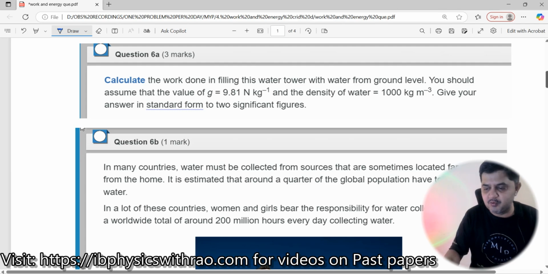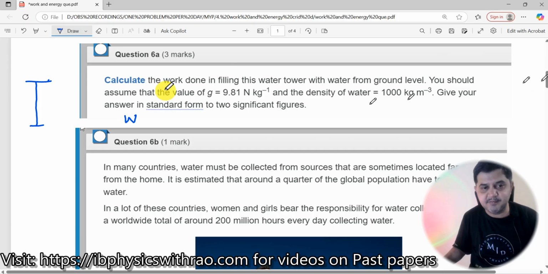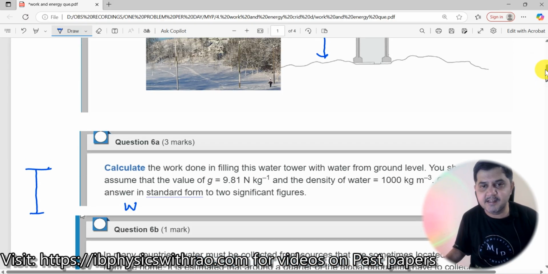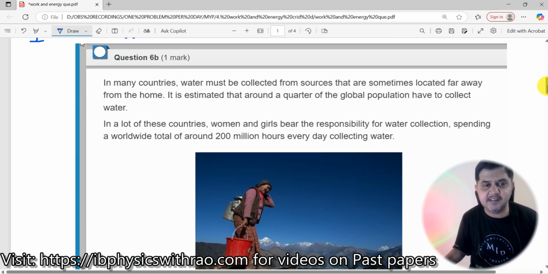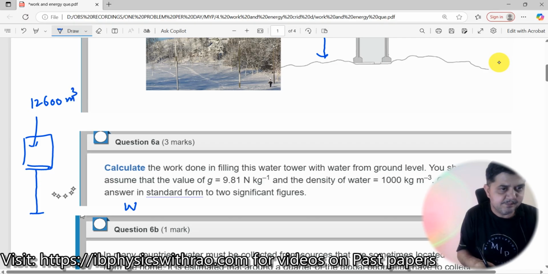Okay, so what you should do is something like this. You need to get the work done. So this is the water tank and the height, this height 52 meters and 12,600. So 12,600 meter cube of water is being filled in. First thing is you should identify what this is. And then this is 52.